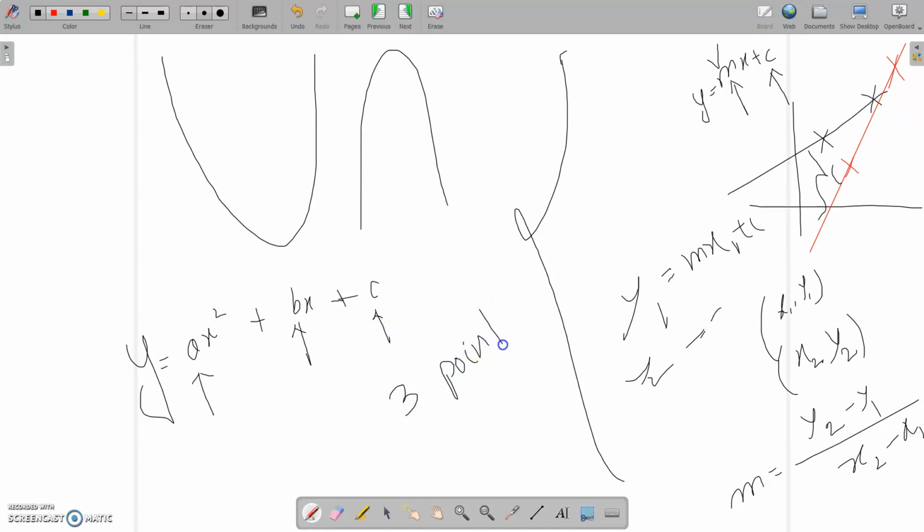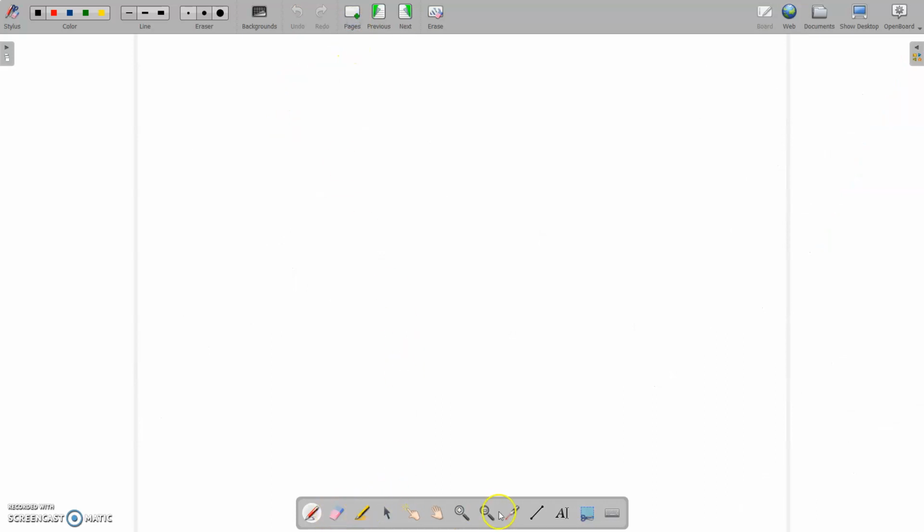If I know 3 points that are assumed, then I can find the parabola that goes through those 3 points. Now, the 3 points were assumed in the previous step. Now the question is how we can find this a, b, and c from those 3 points. Okay, now let's see.